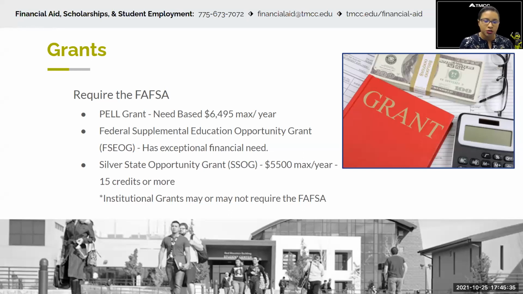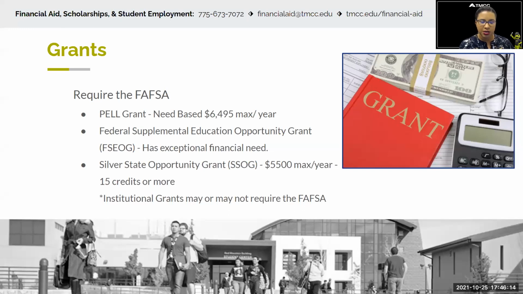If you take fewer than 12 credits, then the amount that you're eligible for does get prorated down based on 4 levels of aid. So 12 or more credits is considered full-time, 9 credits to 11 credits is considered 3/4 time, 6 to 8 is half time, and anything under 6 is less than half time. So there are various levels of that grant. The Federal Supplemental Education Opportunity Grant, or FSEOG, is a grant that also comes from filling out the FAFSA.